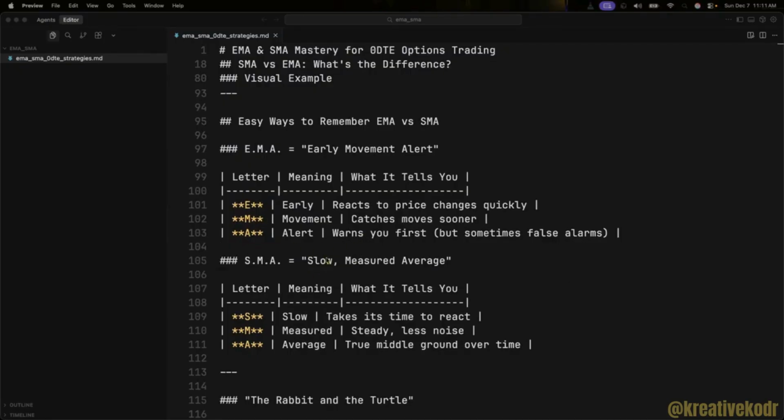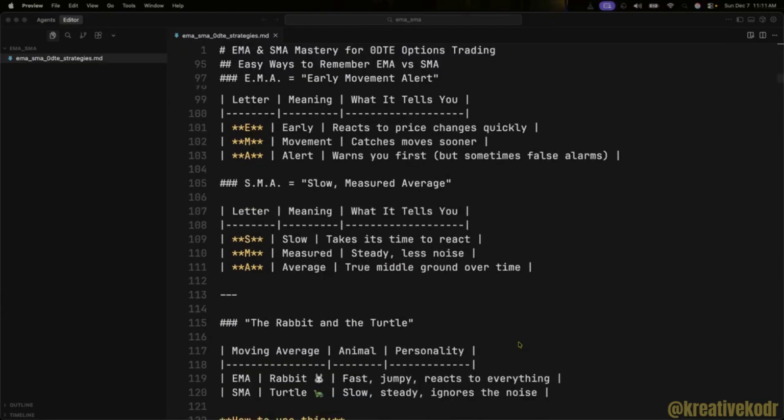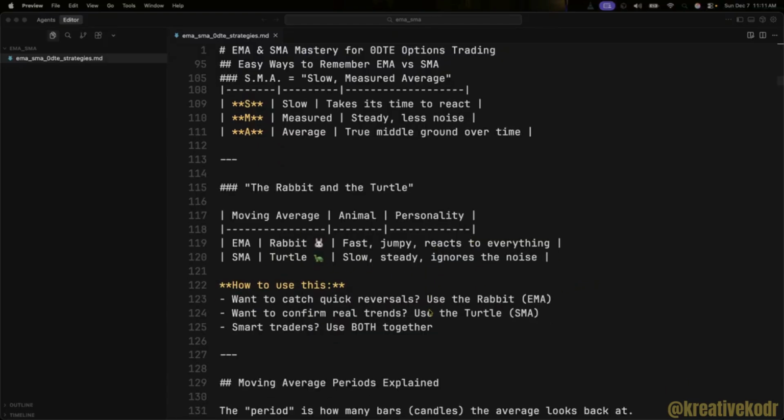So SMA is the slow measured average, right? I wish they would do that a lot better, but slow measured average. Slow because it takes time to react, measured because it's steady with less noise, average, the true middle ground over time. So, the rabbit and the turtle. To really break this down, EMA is the rabbit: fast, jumpy, and reacts to everything. And SMA is the turtle: slow, steady, and ignores the noise.